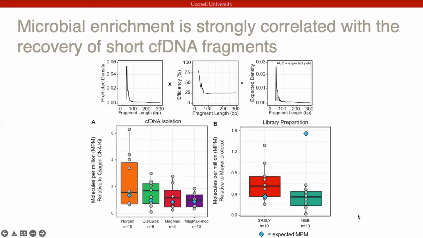However, for the library preparation protocol, we did not see what we had expected. So based on our models, we would expect that the NAB double-stranded library preparation kit would result in greater microbial enrichment, while the Swift kit would have lower enrichment. But the opposite turns out to be true. The Swift kit performs significantly better than the NAB kit at recovering microbial reads.